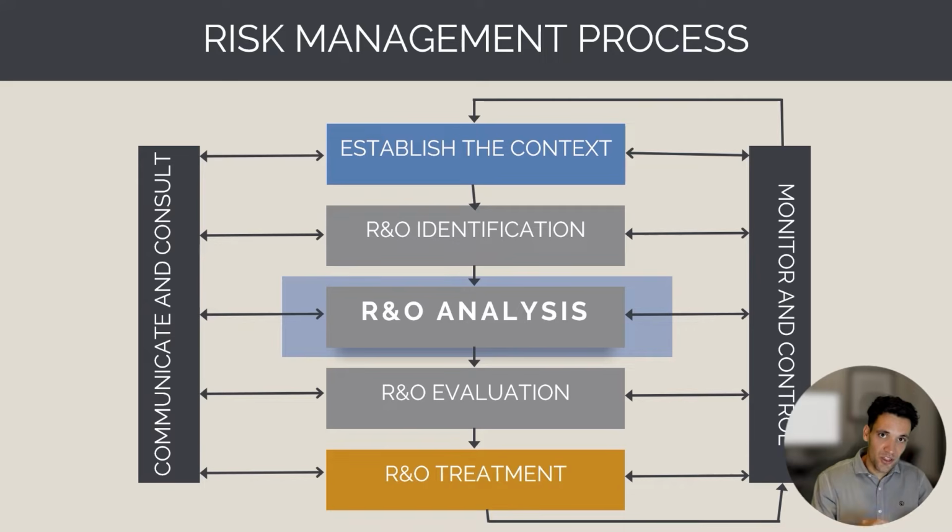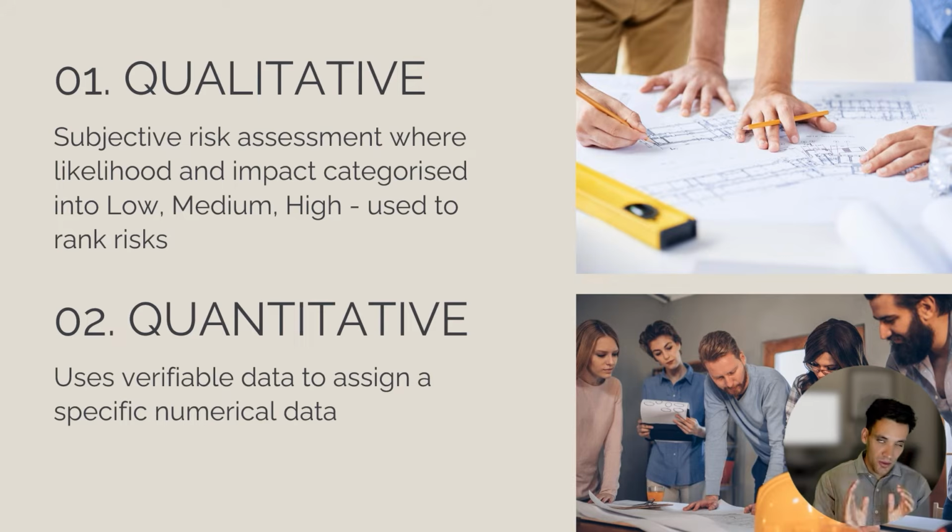We need to work out which of these risks matter. Now, there's two ways we can do this. We can use a qualitative risk assessment, or we can use a quantitative risk assessment. A qualitative risk assessment is a subjective risk assessment where likelihood and impact are categorized using our risk threshold, so low, medium, or high. Quantitative risk assessment is where we use verifiable data to assign a specific numerical cost or delay to each of the risks.